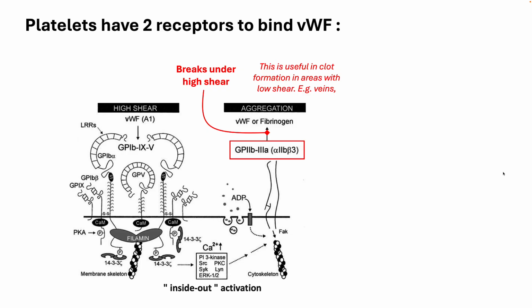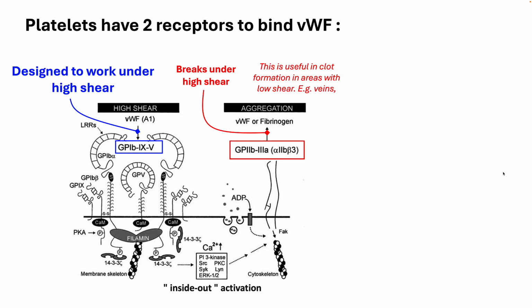Now, this is important. Platelets have two receptors that bind to von Willebrand factor. One of them is your glycoprotein 2B3A, which unfortunately breaks under high shear, and this is useful in clot formation in areas with low shear, and it interacts with fibrinogen.